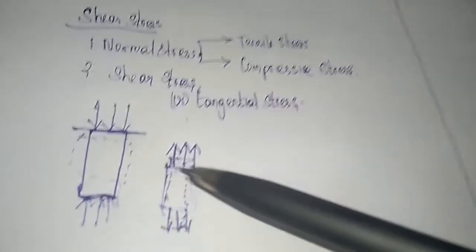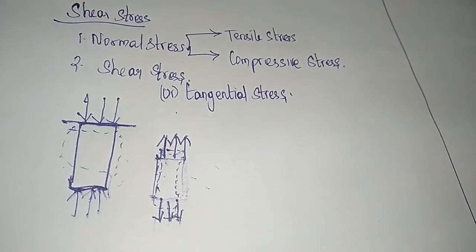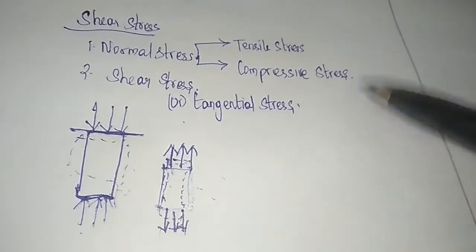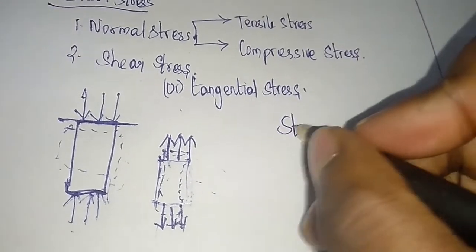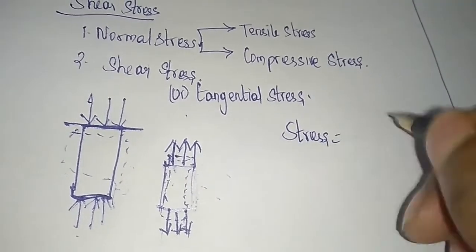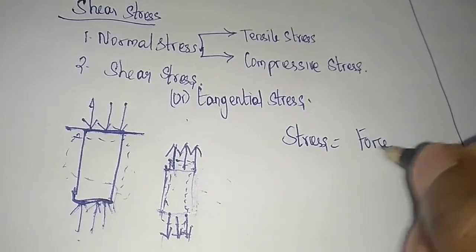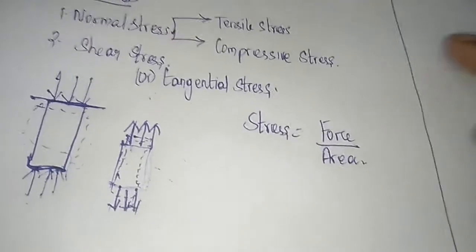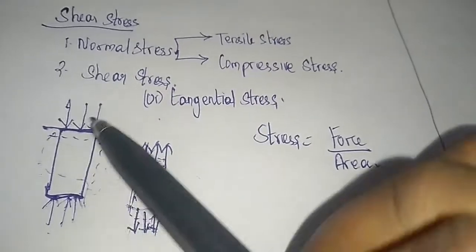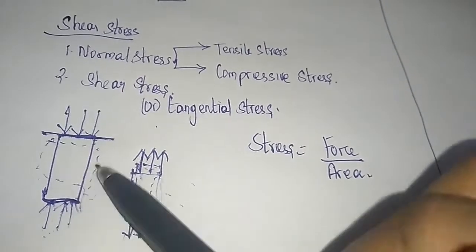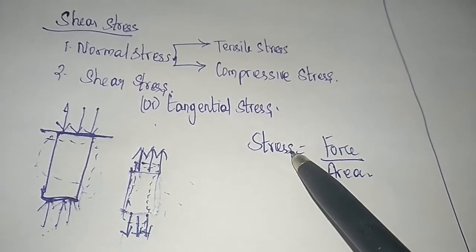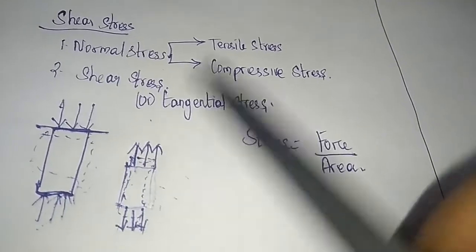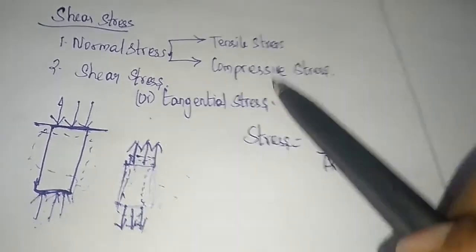So if force is applied to the given area, it is nothing but what? Stress. What is stress? Stress is nothing but force applied to the given area, right? So the force applied to the area is called stress. So we have two normal stresses: one is tensile stress and the other is compressive stress.